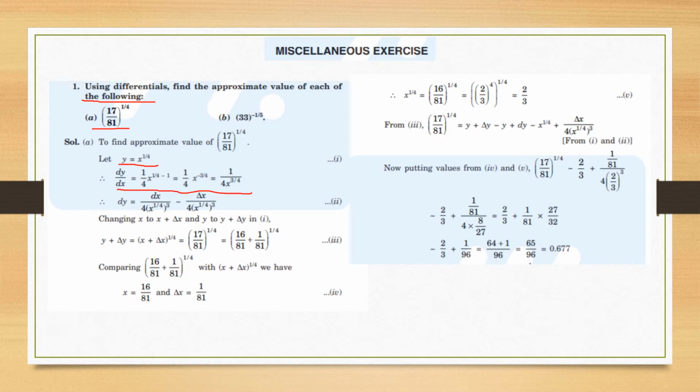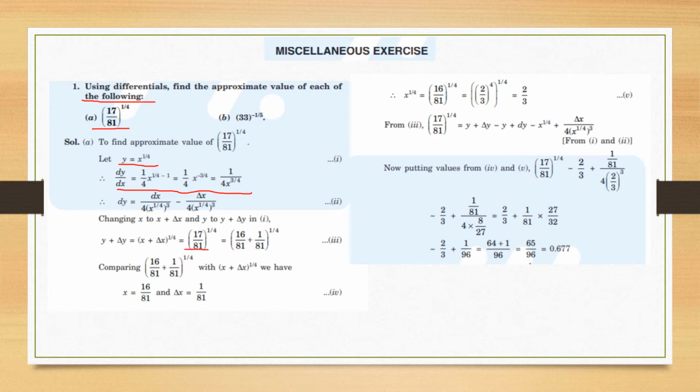Which can be written as (x raised to power 1 by 4) whole cube, which is approximately delta x upon this complete thing. Now change x to x plus delta x and y to y plus delta y. So y plus delta y is x plus delta x raised to power 1 by 4.